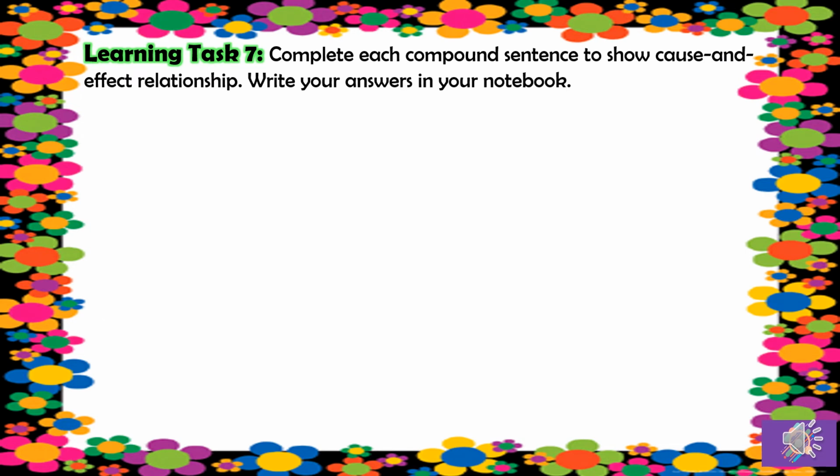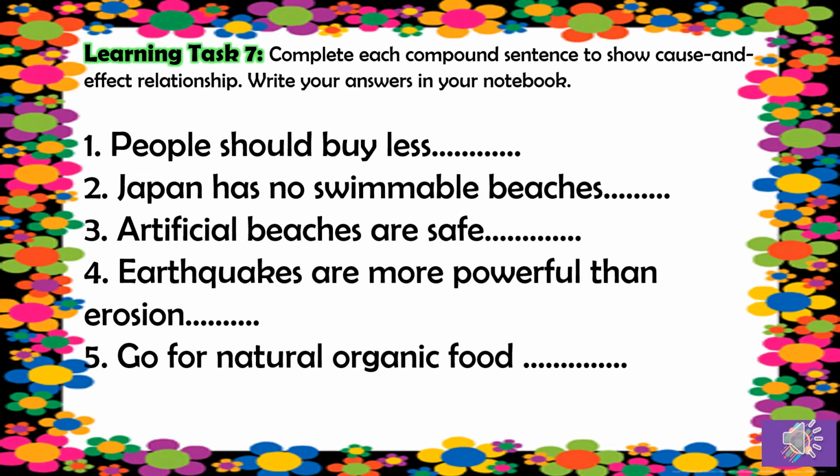And for learning task number seven, complete each compound sentence to show cause and effect relationship. Write your answers in your notebook. So for number one, people should buy less. Number two, Japan has no swimmable beaches. Number three, artificial beaches are safe. Number four, earthquakes are more powerful than erosion. Number five, go for natural organic food. Okay, so what you are going to do is to complete the following compound sentences to show cause and effect relationship.